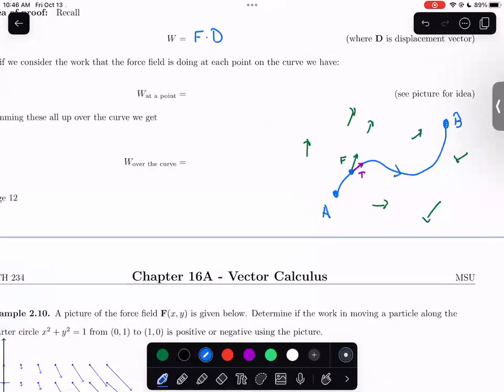So work being done at a particular point will be F dot T. And then if you want to add up the work being done at all of the points on this curve, well, then you're going to want to do a line integral. You want to add up all of the points along the curve. And what quantity do you want to add up? Well, the work that's being done at each one of those points.